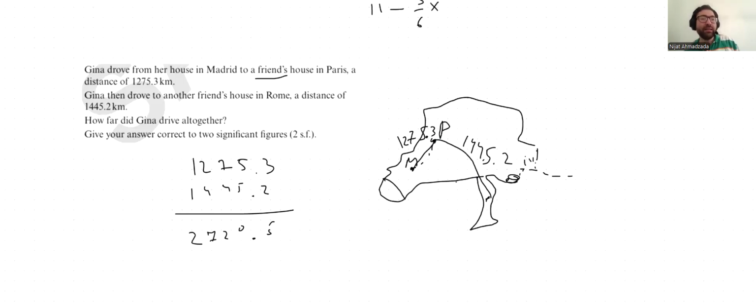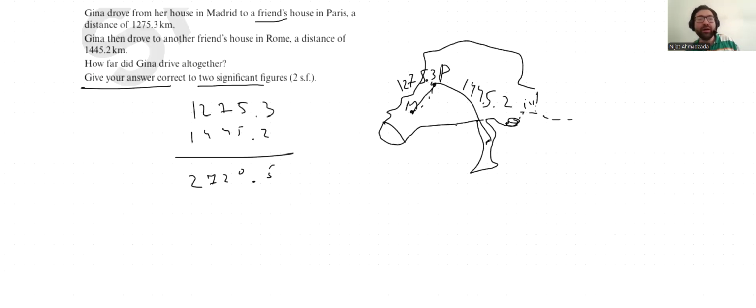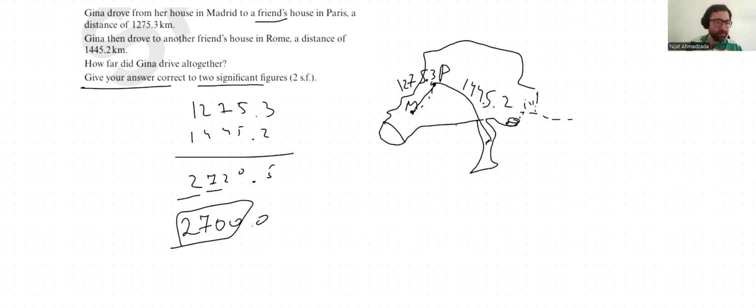Is this the answer? No, because it says give your answer correct to two significant figures. If we are talking about significant figures, we are starting from the beginning. So this is the first significant figure. This is the second significant figure. Do I care about the other figures? No, that's it. So the answer will be just 2700. That's it. Let me see if we can go over the next question.